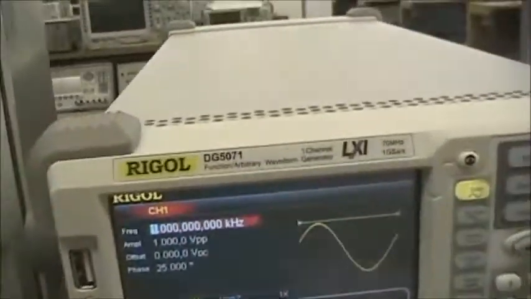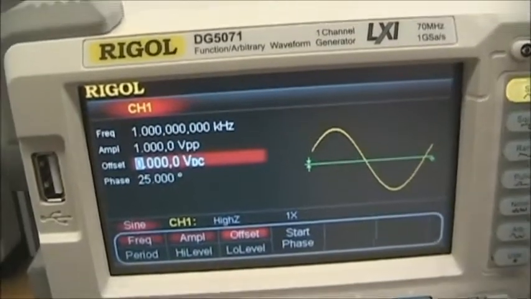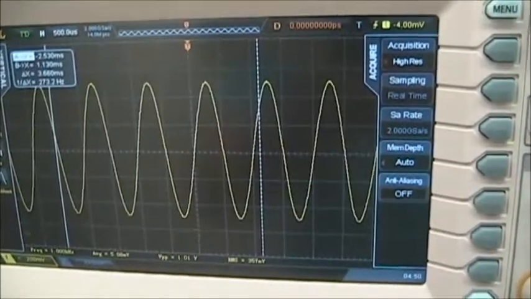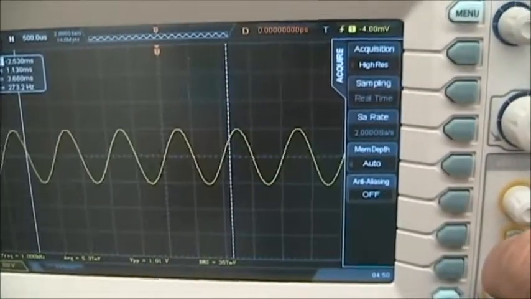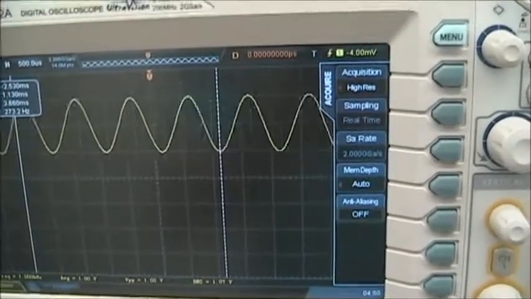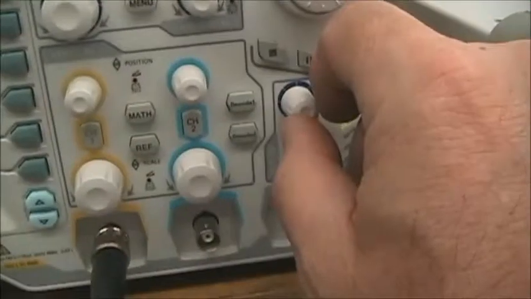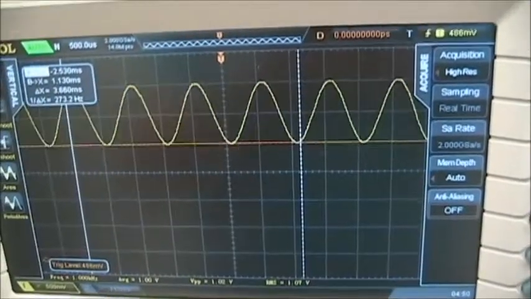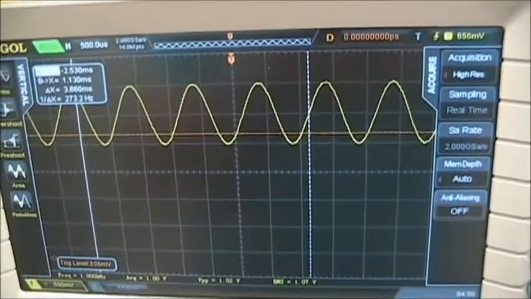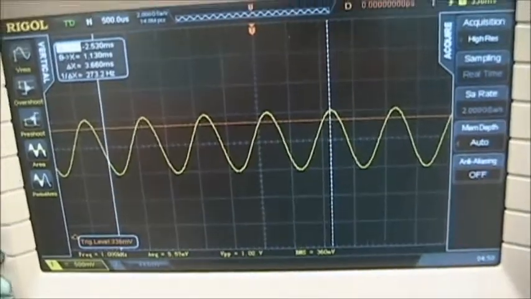We'll adjust the amplitude level or the offset level on the waveform. If we adjust the waveform up and down with offset, you'll see it change. Obviously, more offset, less offset. You may have to adjust your trigger, which is this control, until the orange trigger line is within the peak-to-peak amplitude of the waveform.